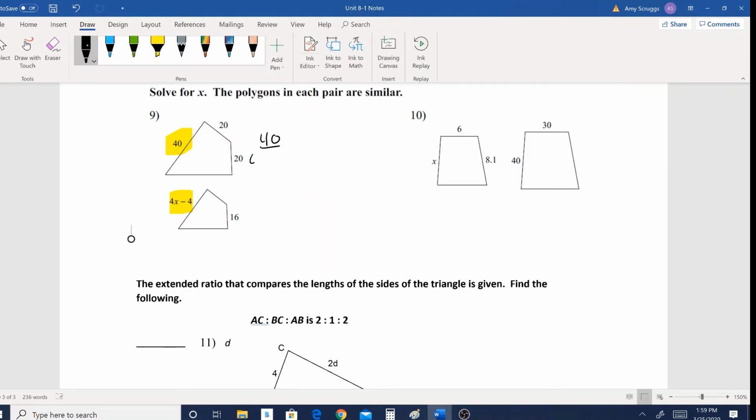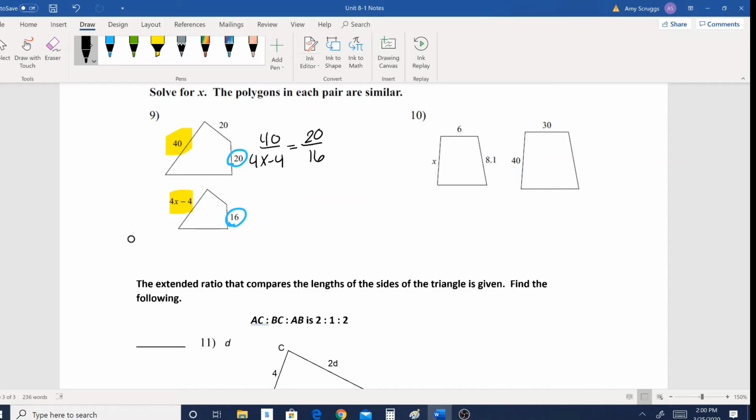You could say 40 over 4x minus 4. And now you just have to set it equal to 2 other corresponding sides, okay? Now, obviously, I have 16, but I don't have any of the other sides. So I'm going to have to use 16, and I'm also going to have to use 20 since it corresponds with 16. Now, since I put the 40 on top, I've got to put the 20 on top over 16.